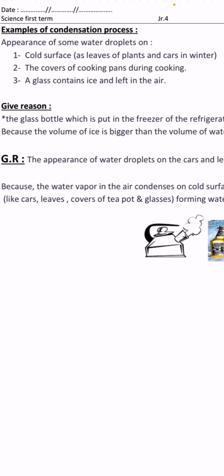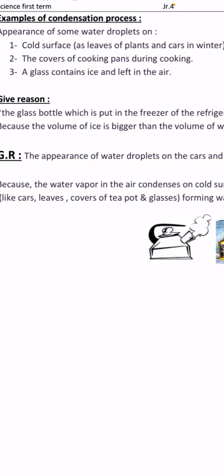The air contains water vapor. When this water vapor faces a cold surface, like in winter, it condenses and changes into drops of water. So I can see drops of water on the leaves of plants and the covers in winter, on a glass containing ice left in the air, and on the covers of cooking pans during cooking.